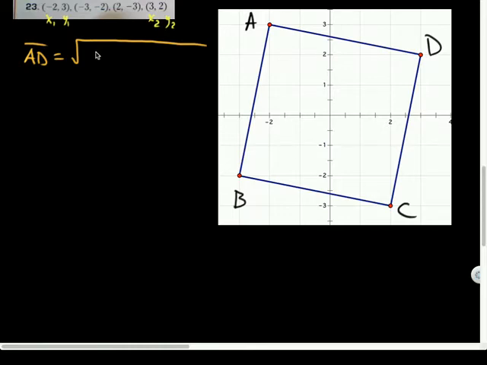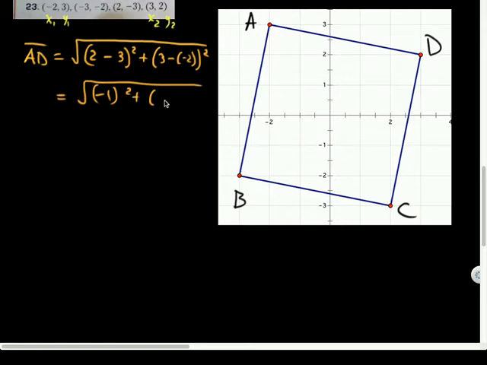So I'll have 2 minus 3 all squared plus 3 minus a negative 2 all squared. That would equal negative 1 squared plus 5 squared. So that's going to be positive 1 plus 25. I'll get the square root of 26, which I think is irreducible because 4 doesn't go into it, and 9 doesn't go into it, and 16 doesn't go into it. So there's the square root of 26.